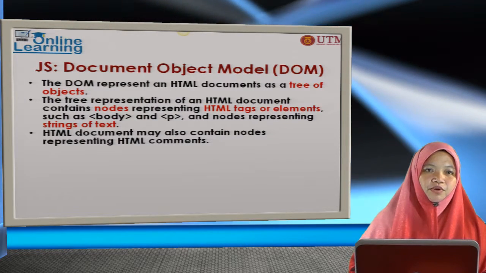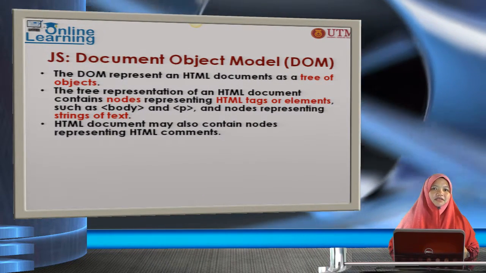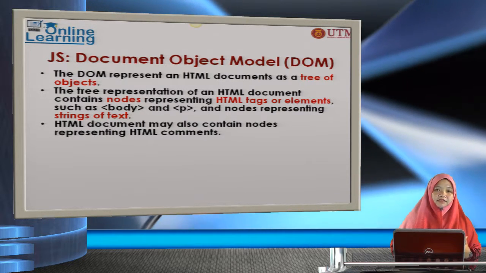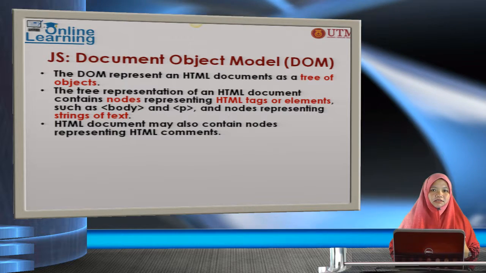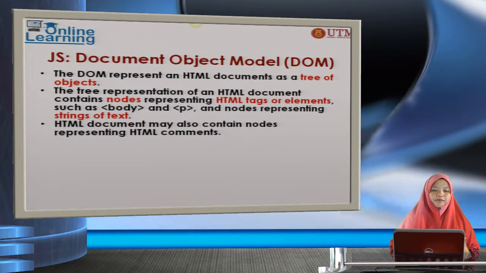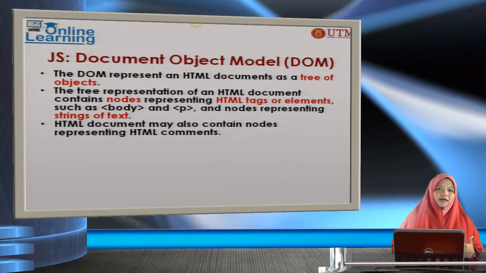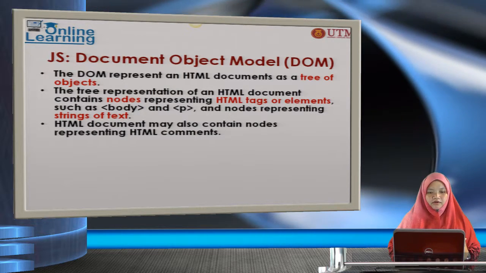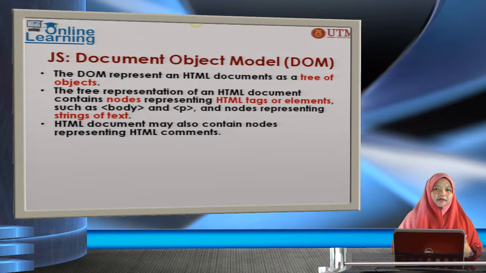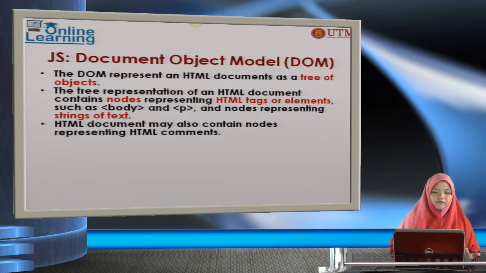Another thing that you have to know is that DOM is represented in an HTML document as a tree of objects. It's very useful because you can simply understand these representations in a tree view. You can see here that the representation will contain nodes for representing HTML text or elements. And the next one is it also represents the string of the text.